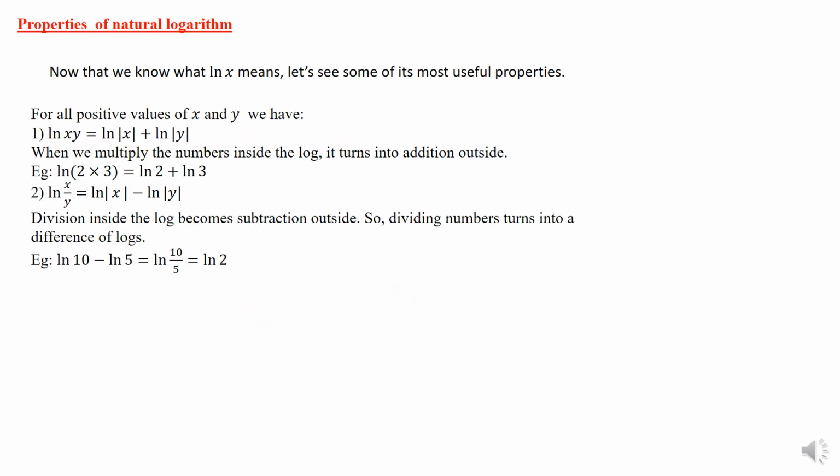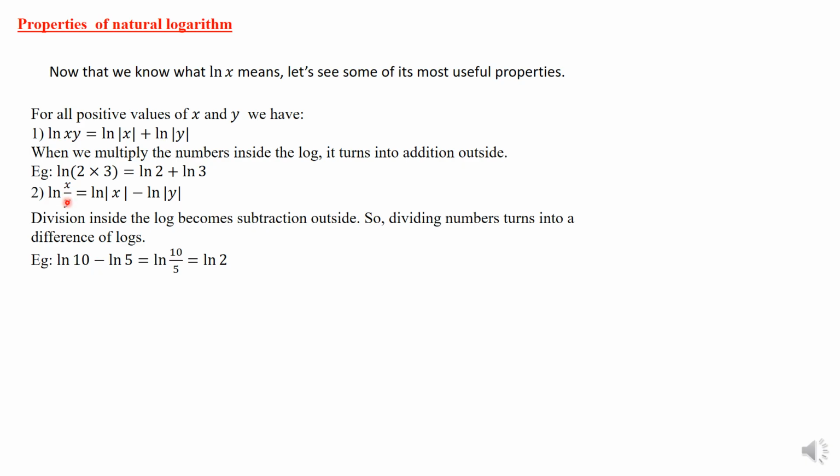Properties of natural logarithm. Now that we know what ln x means, let's see more of its useful properties. For all positive values of x and y, we have mentioned that ln x is defined for positive values of x. We have ln xy is ln absolute x plus ln absolute y. So, for example, if you have ln 2 times 3, you can write it as ln 2 plus ln 3. When we multiply the numbers inside the log, it turns into addition outside.